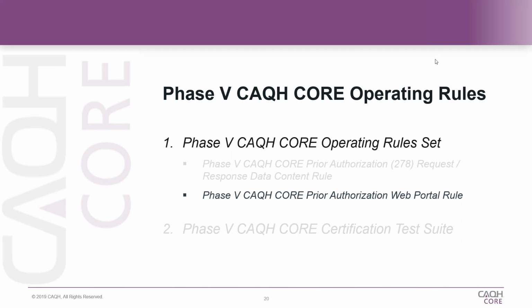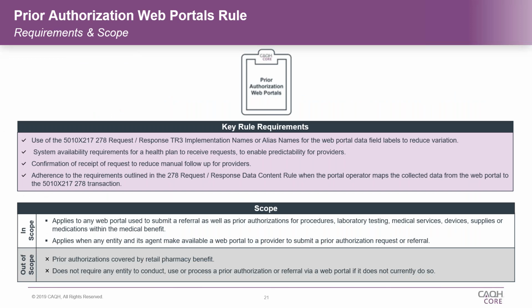So let's get started by reviewing what's in and out of scope for the web portal rule. Moving on to slide 21. There we go. The Phase 5 CAQH CORE Prior Authorization Web Portal Rule builds a bridge towards overall consistency for referral and prior authorization requests and responses by addressing fundamental uniformity for data fields, ensuring confirmation of the receipt of a request, and providing for system availability.